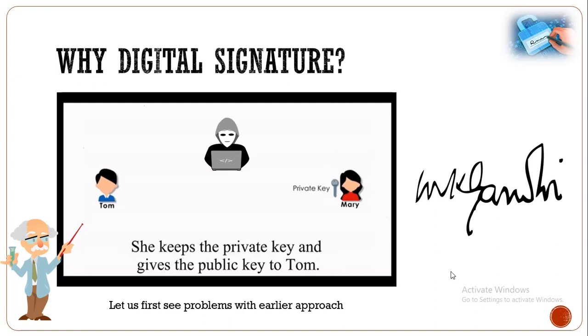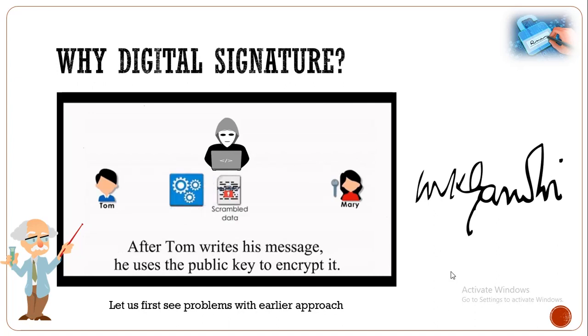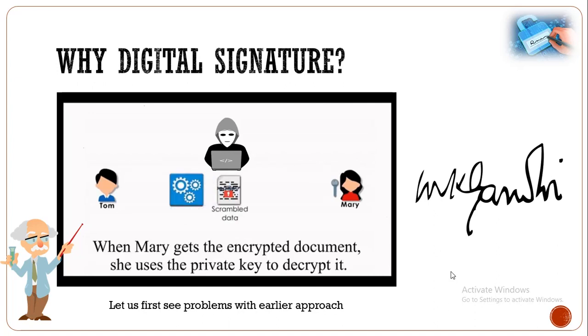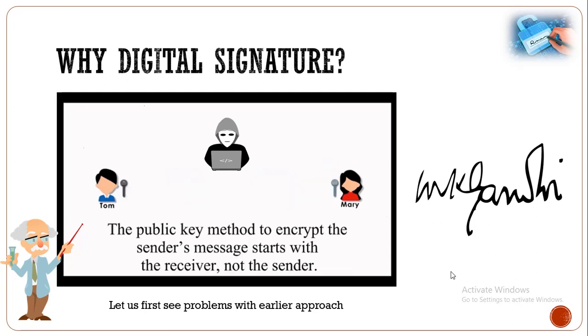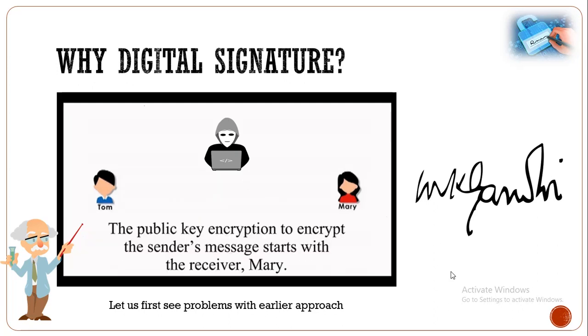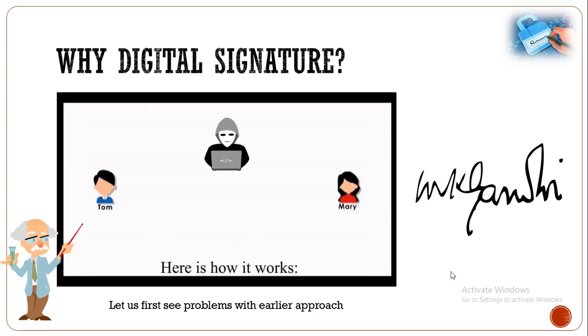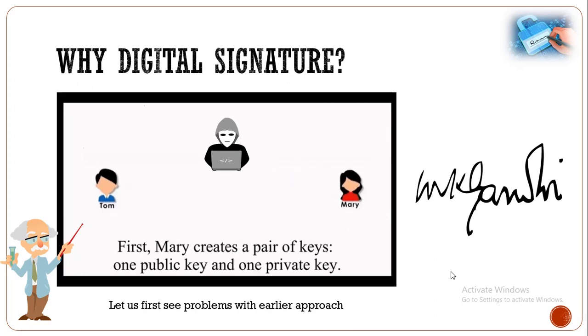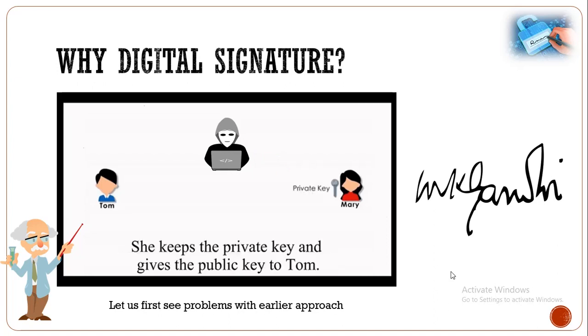And the third and most important problem. Let us assume that Tom genuinely sends a message to Mary, but after receiving a reply from Mary, he understands that Mary is upset with that message. So Tom says that it was not him who sent the message, because he doesn't want to be in trouble. This is one of the major concerns, that Mary cannot actually say who sent her the message. This is nothing but non-repudiation.